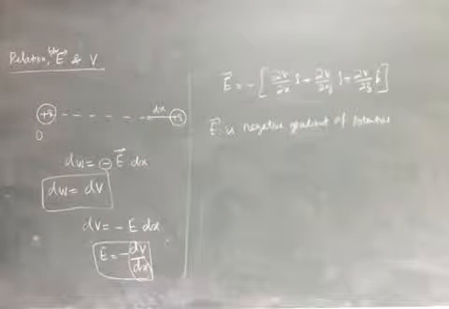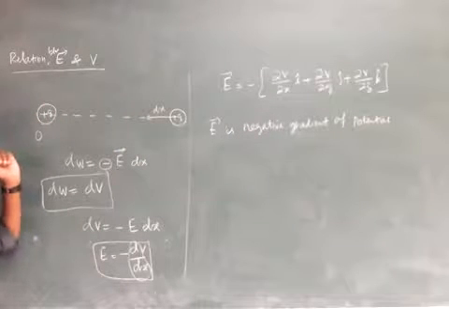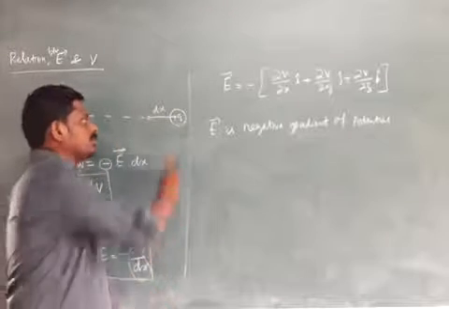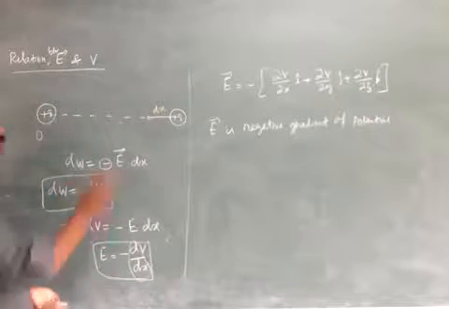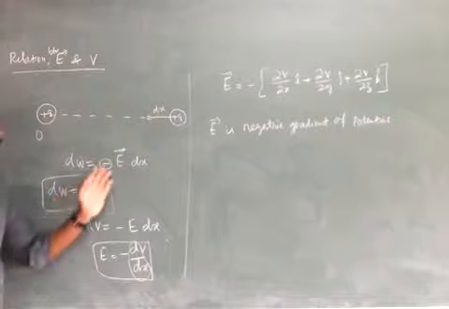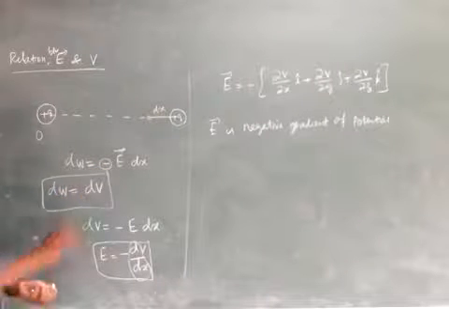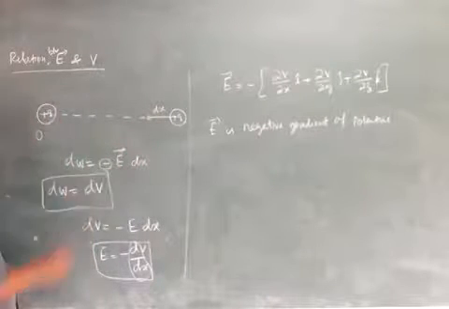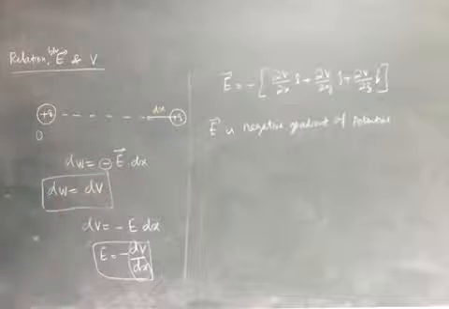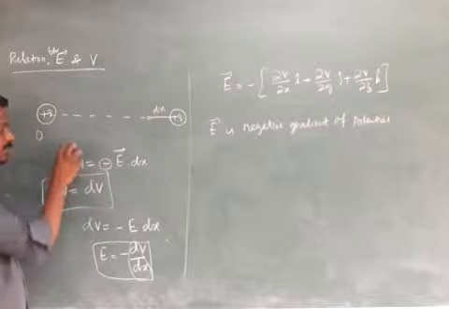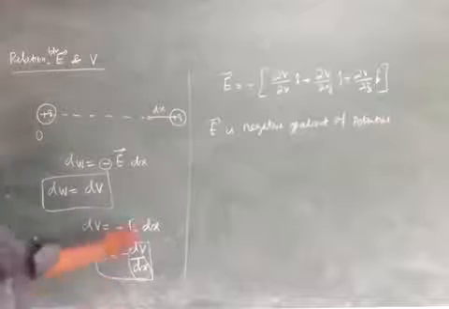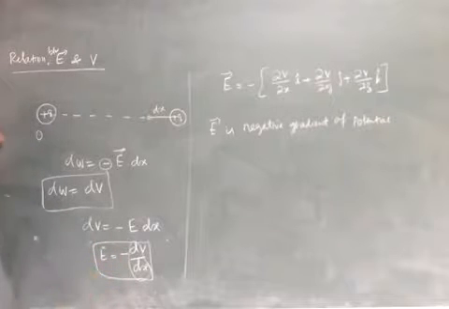What we have done up to now: consider a charge plus Q placed at the origin O. Another charge plus Q, we are shifting a small distance dx, some work is done, and the work done is equal to minus E dx. The negative symbol is because the work is done against the electric field. Work done is equal to potential, so instead of dW we use dV. So dV equals minus E dx. Just rearrange: E equals minus dV by dx.